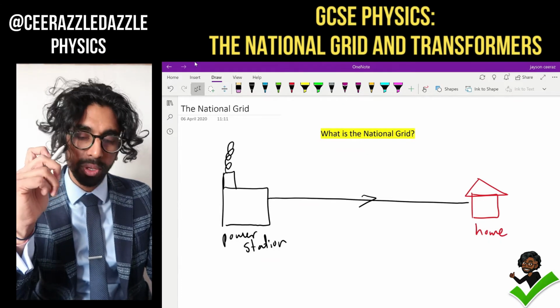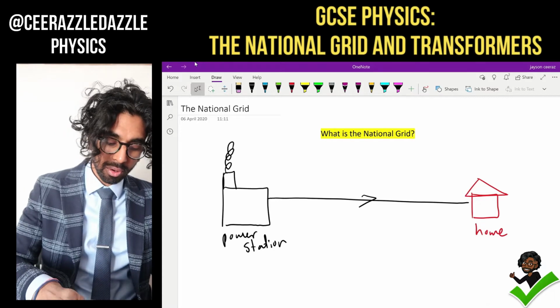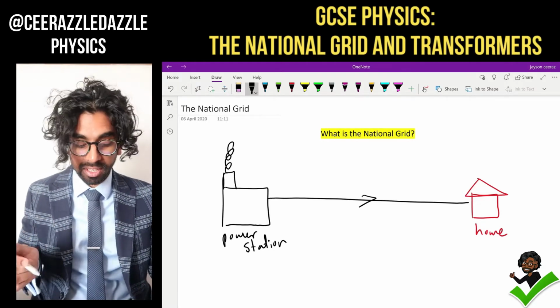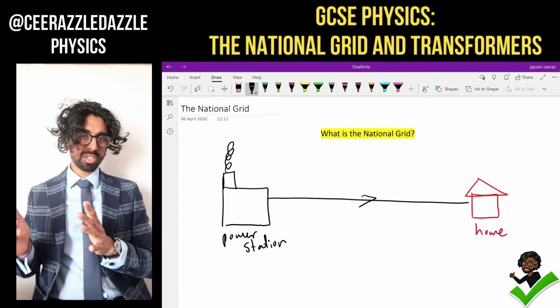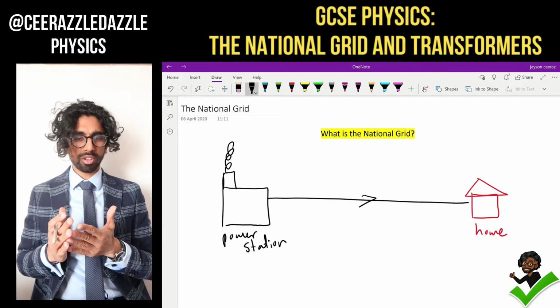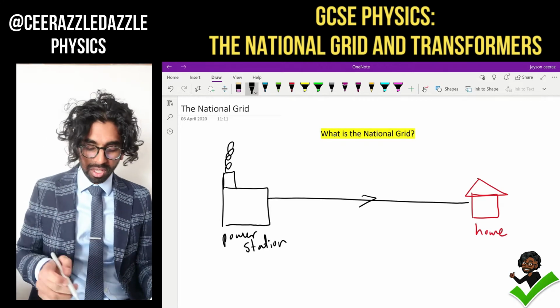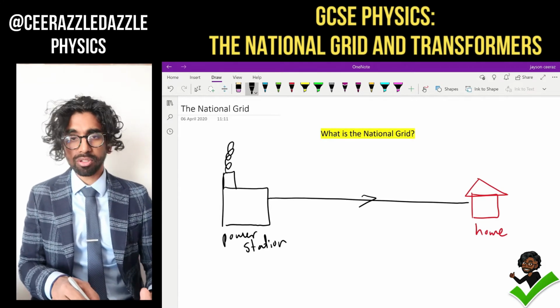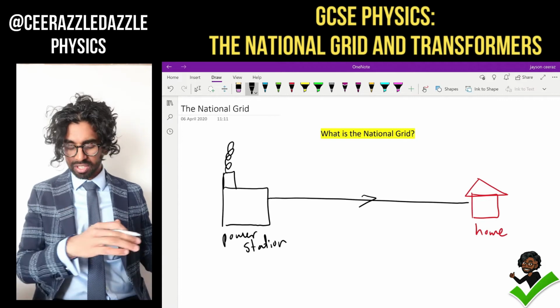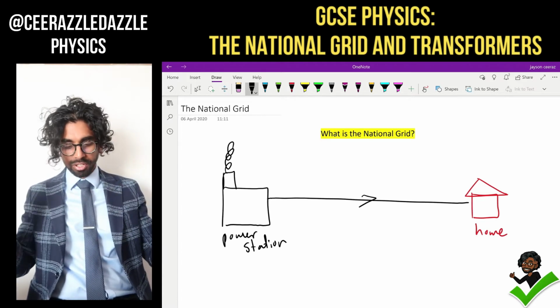In today's session, we're going to be talking about the national grid. Okay, so what actually is the national grid? First of all, let's always consider our homes require electricity. So we've got to get electricity from the power stations to our homes. So we start off with this diagram. We've got a power station on the left and our home on the right. There's a giant cable running from the power station to the home.